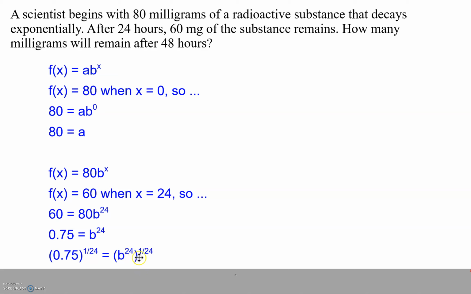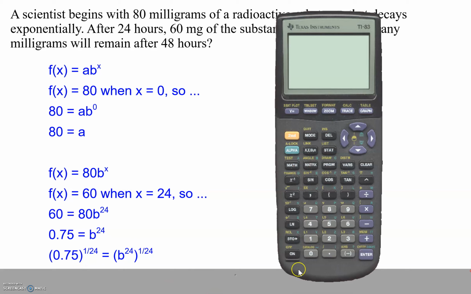The rules of exponents say you multiply when you have a power raised to a power, so this becomes just 1 and gives me b on the right. And over here, I have to figure out what that is. I'm going to grab my calculator.